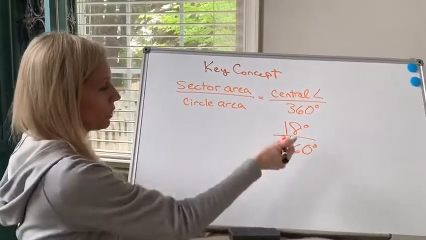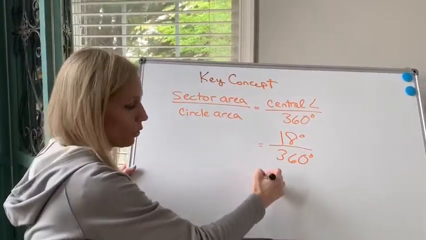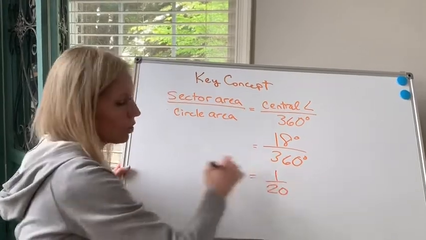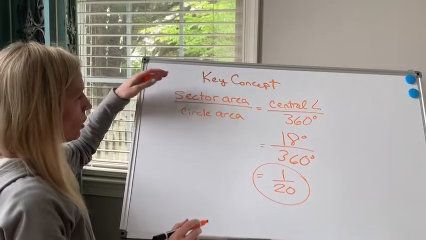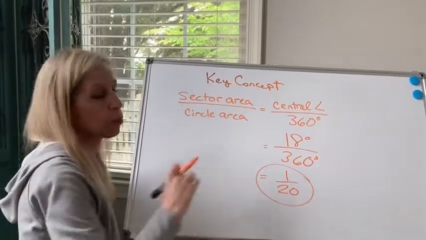So now we just want to reduce it, and it reduces to 1 over 20. So that ratio is 1 over 20. Sector area to circle area is 1 over 20.